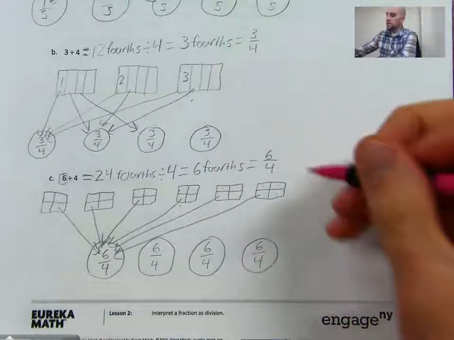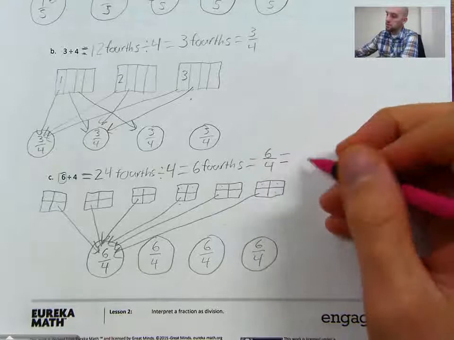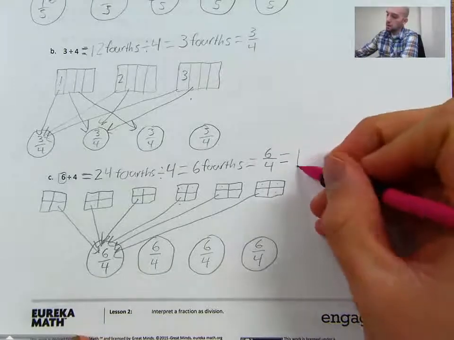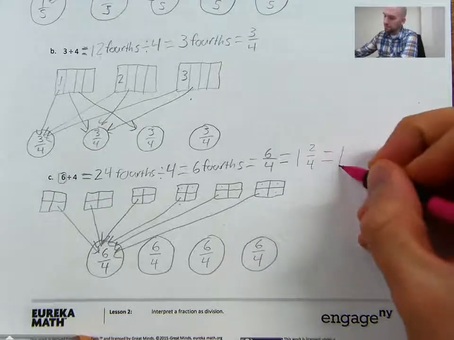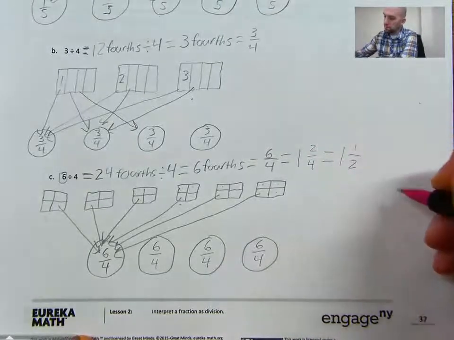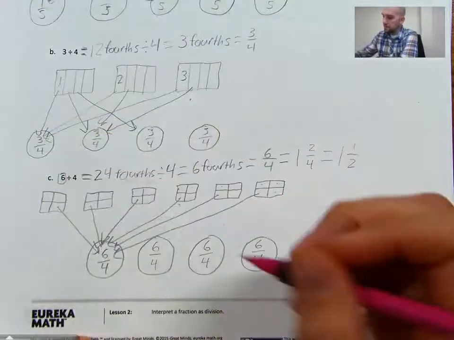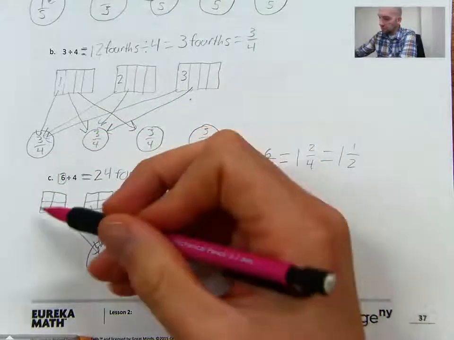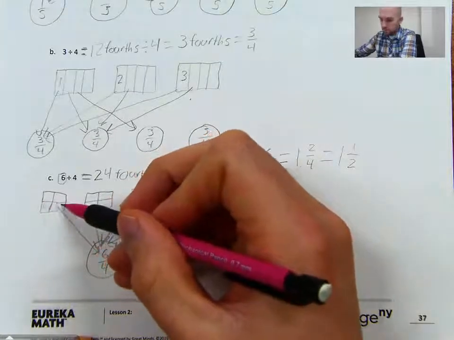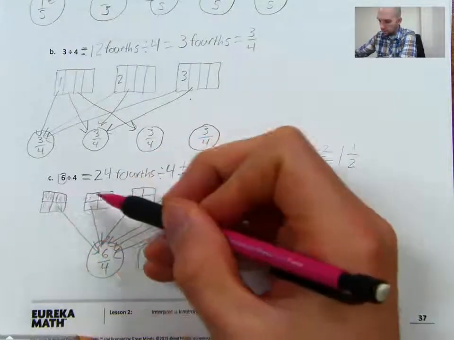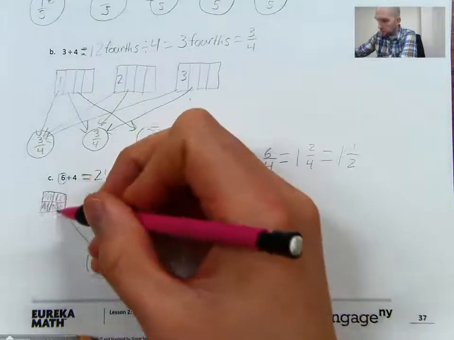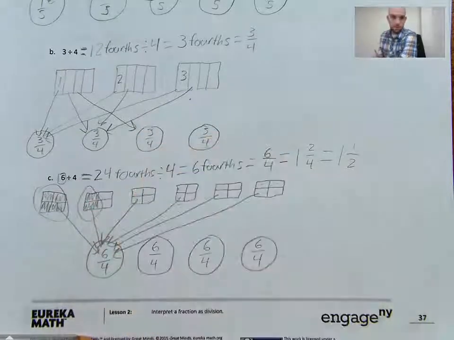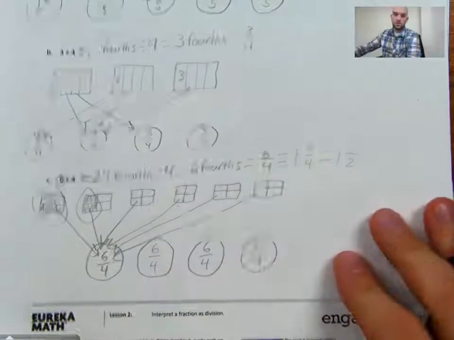And 6 fourths could also be expressed as 1 and 2 fourths. 2 fourths is really a half, so it could be 1 and a half. If we added these together, if we had 6 of these fourths, we'd have 1, 2, 3, 4, 5, 6. And we see that that is 1 whole and a half. So we'd have 1 and a half going into each group, 6 fourths.